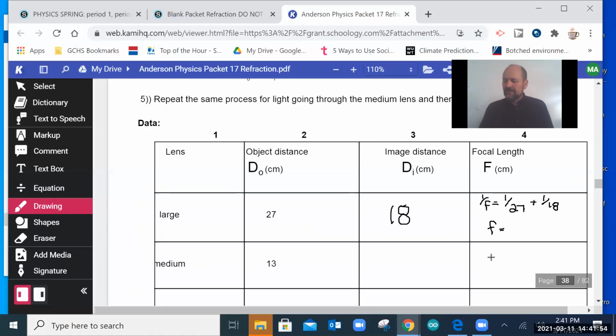Okay, I'm now going to move this to 13. That's going to be a very short candle. And I'm going to shine it through the medium lens now. And I move this back and forth. It's fuzzy at 4 and it's fuzzy at 6. So we're going to say 5 is the perfect focus. 5 centimeters. Go ahead and work out the focal length at this time.